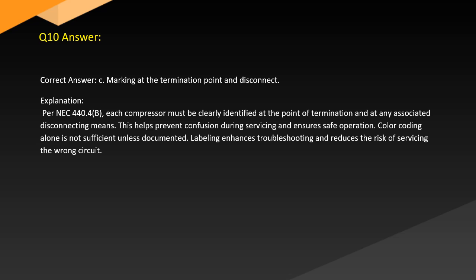Answer. Correct answer: C. Marking at the termination point and disconnect. Explanation. Per NEC 440.4(B), each compressor must be clearly identified at the point of termination and at any associated disconnecting means. This helps prevent confusion during servicing and ensures safe operation. Color coding alone is not sufficient unless documented. Labeling enhances troubleshooting and reduces the risk of servicing the wrong circuit.